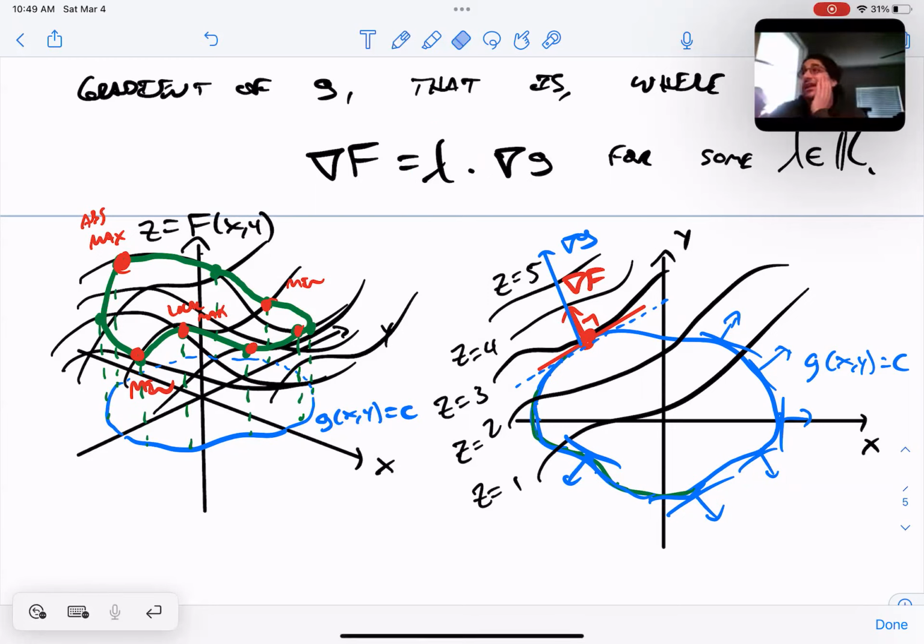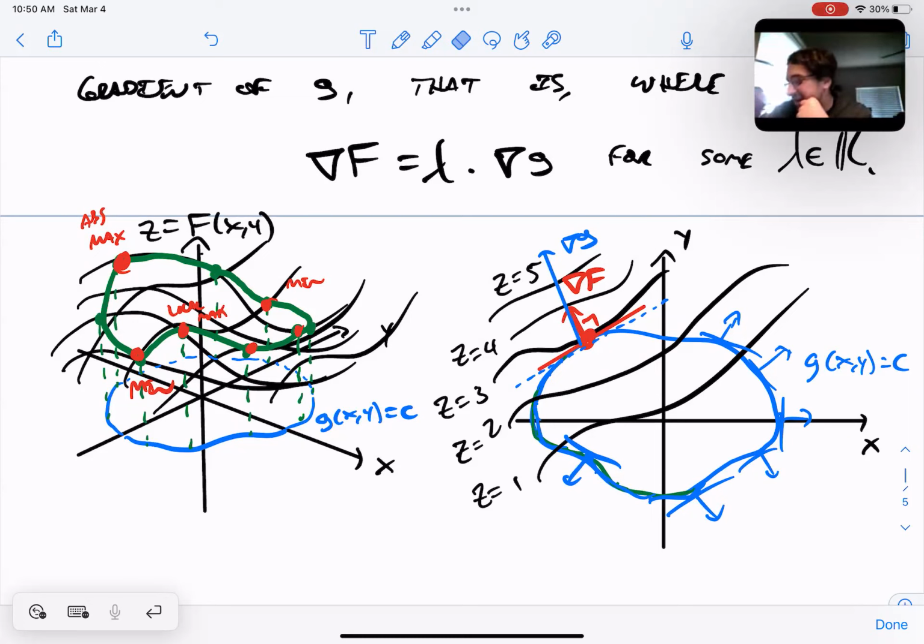Notice here, you don't have to talk about gradients at all. You could say a max or min occurs when a tangent line to a level curve of your surface is parallel to a tangent line to the constraint. That would be a valid way to state Lagrange multipliers. It's just not as convenient to calculate. Gradients are easier to calculate. So instead of saying the tangent line of the level curve of the surface needs to be parallel to the tangent line of the constraint, it's easier to trade those both out for something that they're perpendicular to, and then see when those things are parallel instead. So that's the convenient trick here.